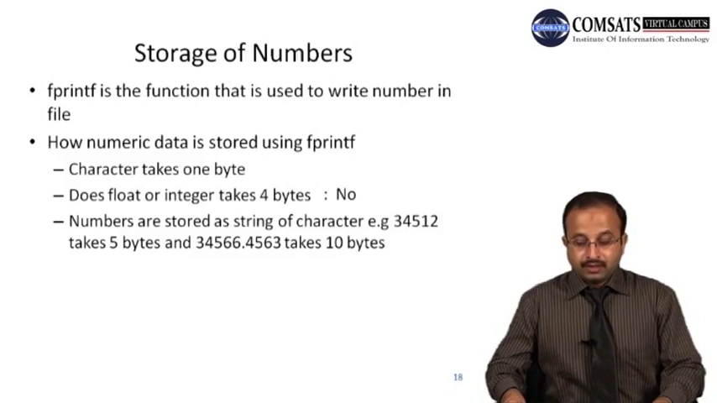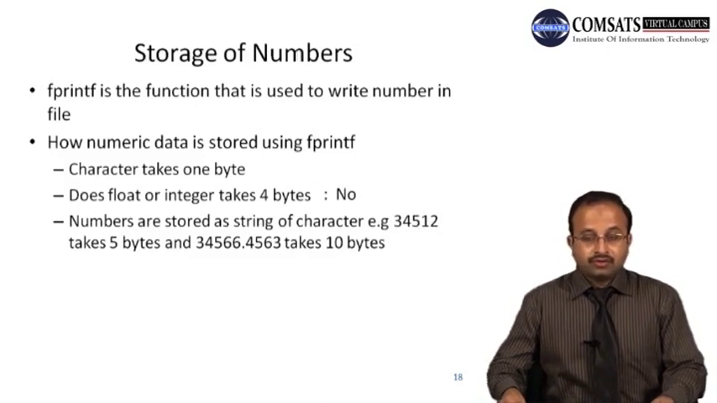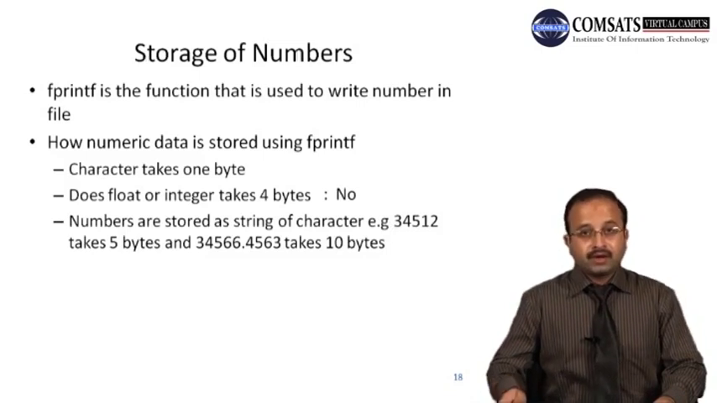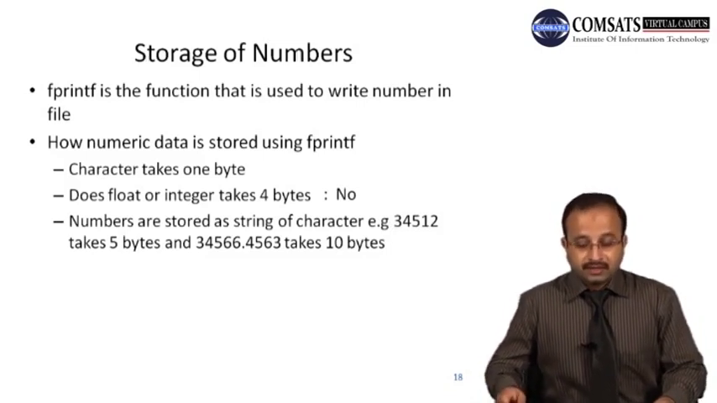For example, 34512 takes 5 bytes, and 34566.4563 takes 4 bytes in memory because it's a floating point value, but when you write this value using the fprintf function in a file, it takes 10 bytes. ठीक है, वो 10 byte लेगी because जब ये write की जाएगी, it will be written as a string. So every digit is a character then.